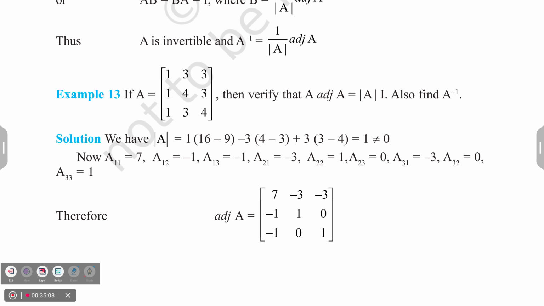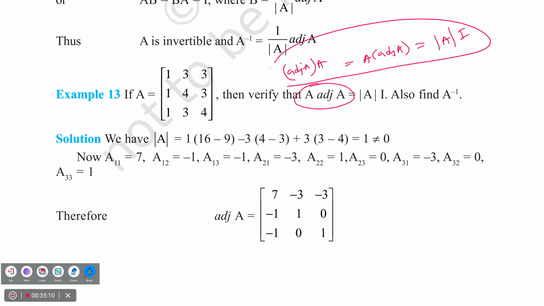And see here, they asked to verify also. A into adjoint of A: the product we have seen, A into adjoint of A is equal to the determinant of A into I, which is equal to adjoint of A into A. We have seen this already, and that is what they are asking to verify.